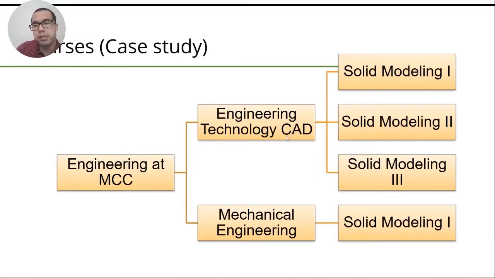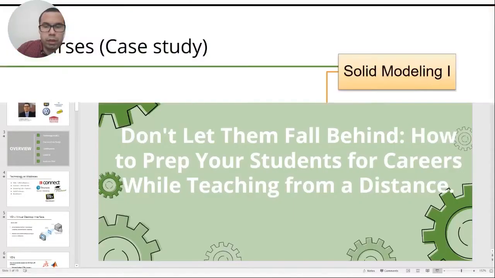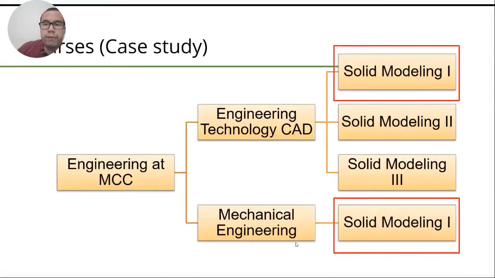The engineering technology CAD students get to have solid modeling 1, 2, and 3, which means they go from the very basic to the very advanced. Mechanical engineering students, on the other hand, only have access to solid modeling 1, which is the first level, and then they take that experience into their careers when they transfer to any state school, anywhere in Massachusetts or outside the state. So we're going to focus today on solid modeling 1.